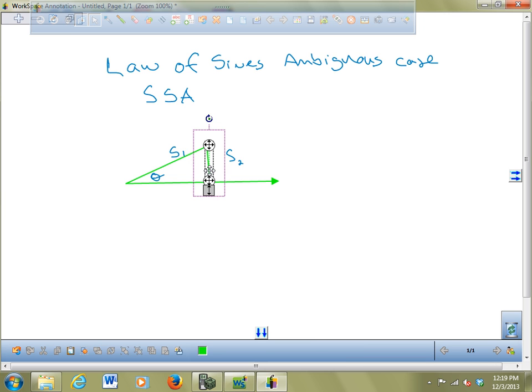The other possibility is that it's exactly equal to h, in which case I'd have one triangle. The other possibility is that it's way longer than the other side. If this side is bigger than this side, how many triangles could I make? Exactly one. Okay? If it's less than this side but bigger than this h right here, then I have two triangles. If it's less than h, then I have no triangles. And if it's equal to h, then I have one triangle. So I'll write all this down.